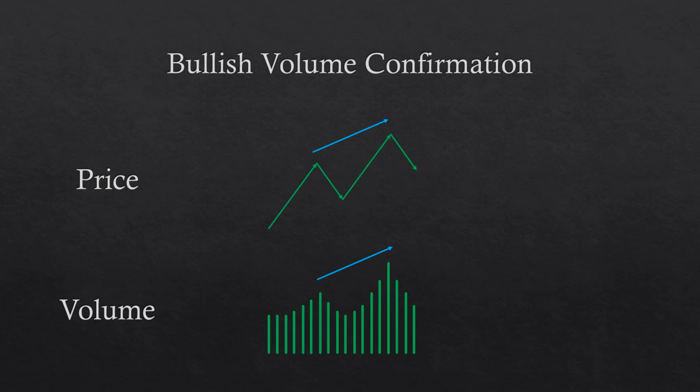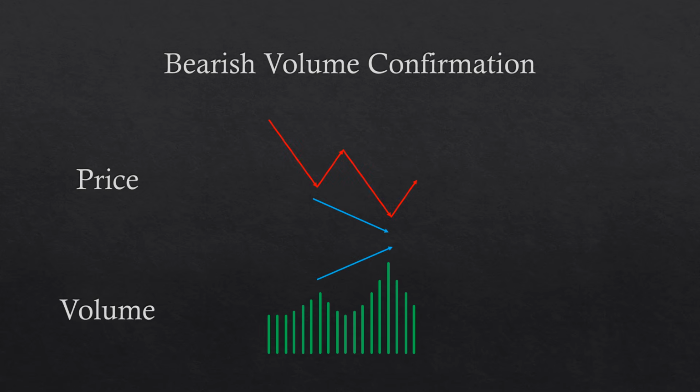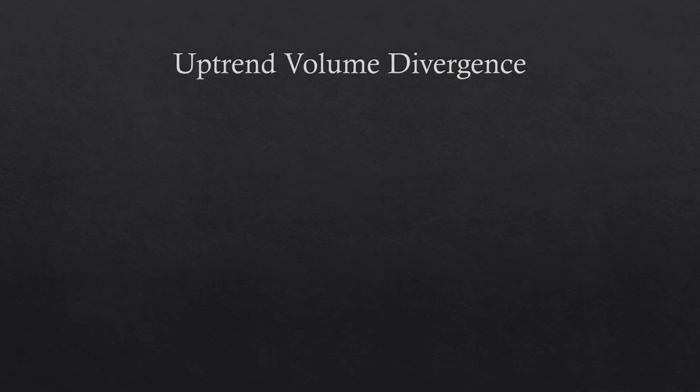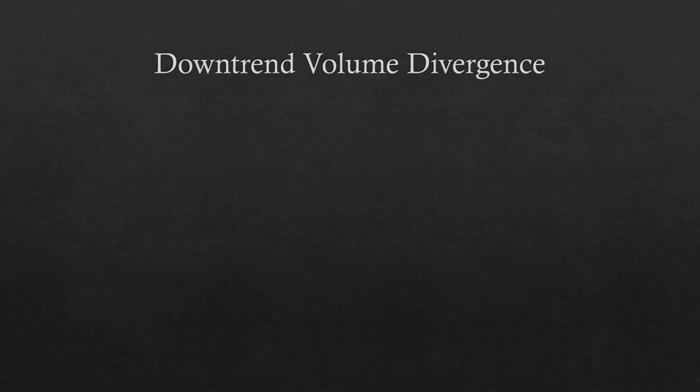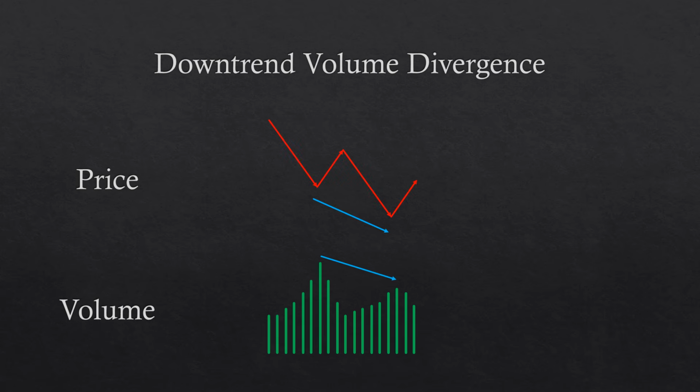In an uptrend, as price generates higher highs and higher lows, the relative peaks in volume should also increase in order for a trend to be sustained. In a downtrend, as price generates lower highs and lower lows, volume should increase in order for a trend to be sustained. Volume divergence happens when volume doesn't confirm the relative highs and lows in price. In an uptrend, volume divergence happens when price creates higher highs, but the volume histogram creates lower highs. In a downtrend, volume divergence happens when price creates lower lows, but the volume histogram creates lower highs.